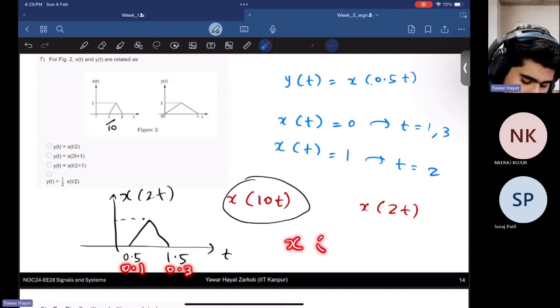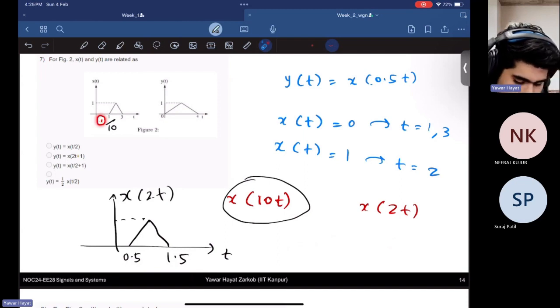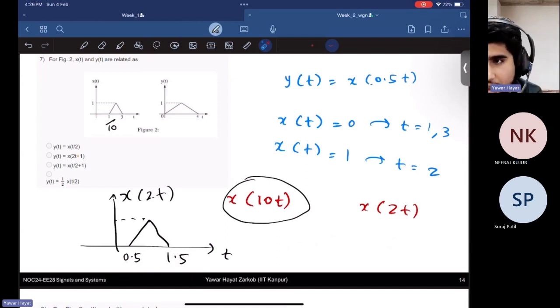Even if you move on to a very greater number, for example, say x of 1000t, still there would be some finite number, right? Because 1 divided by 1000, what is that? 1 divided by 1000 is 1 milli, 10 to the power minus 3. That is not 0.